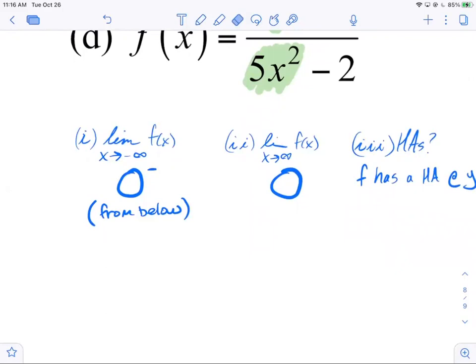Yeah, very good. I'm not going to necessarily make you find this, but when we're interested in sketching the graph, that's helpful to know. Okay.